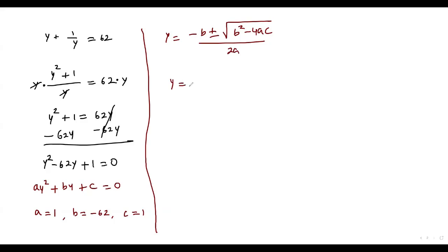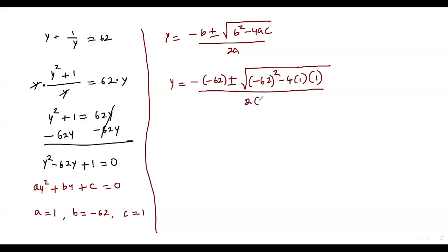Now what I need to do is plug in the values for a, b, c. This negative comes in the formula itself, and the value of b is negative 62, positive or negative square root of b square, that is negative 62 the whole square, negative 4 times the value of a, which is 1, times the value of c, which is also 1, over 2 times the value of a, which is 1. So y equals negative times negative will become positive 62, positive or negative square root of. Now let's evaluate negative 62 to the whole square. Since we have an even exponent, the negative inside the parenthesis will become positive.